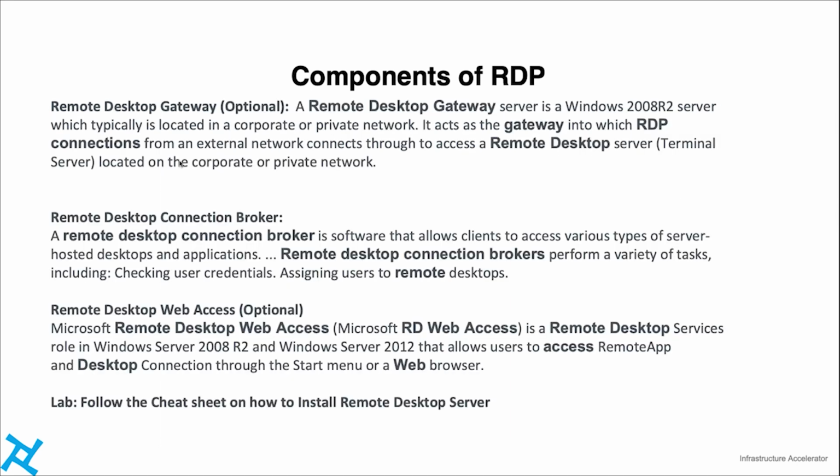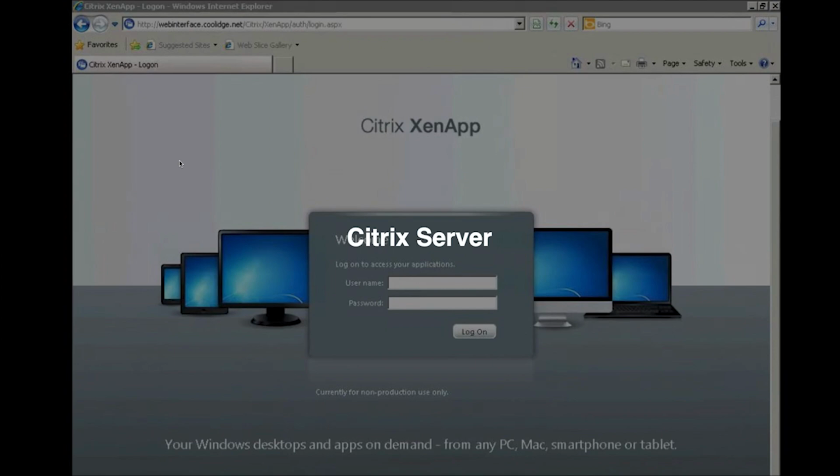There are some additional components: remote desktop gateway, remote desktop connection broker, and remote desktop web access. Once again, if the target of this studies is to become a junior level engineer, an understanding of remote desktop is good enough. But otherwise, these are various components which are there in remote desktop, and this is a topic in itself, and we can go into a lot more detail if we need to understand all these things. For now, we'll move on to Citrix Server.